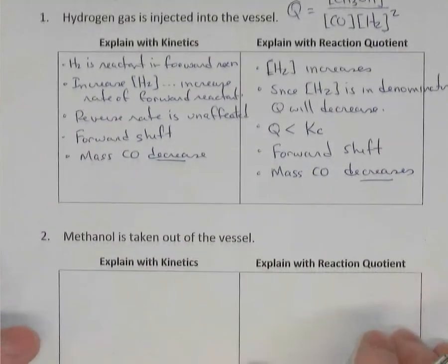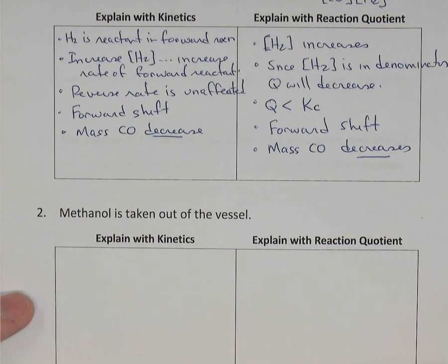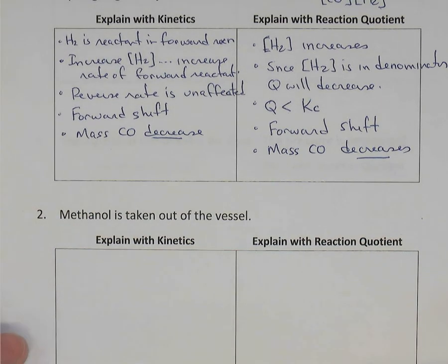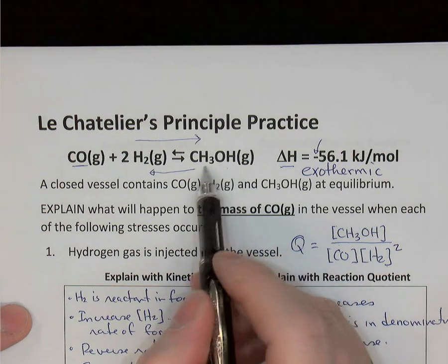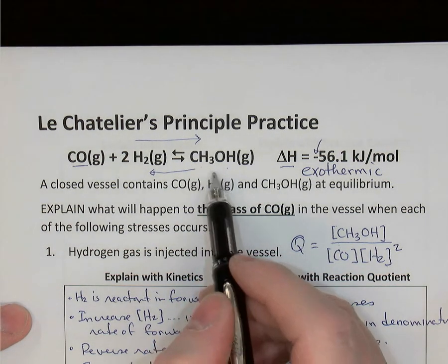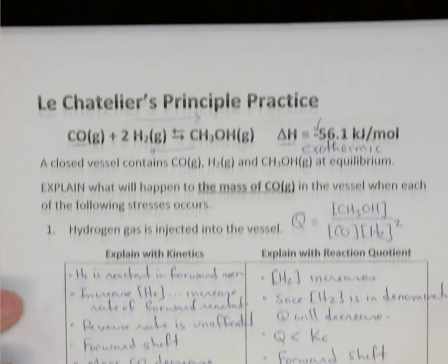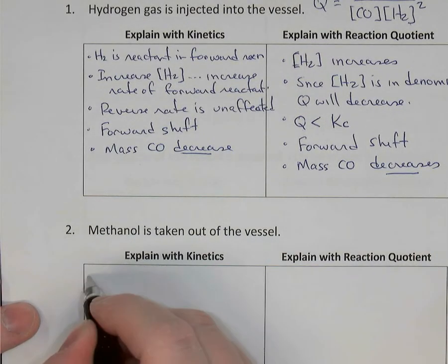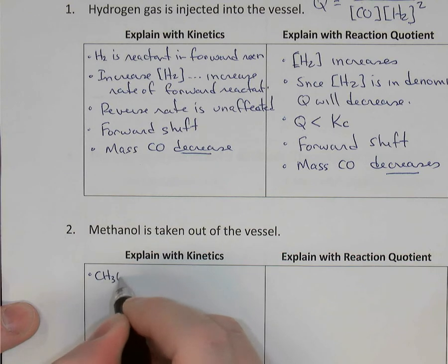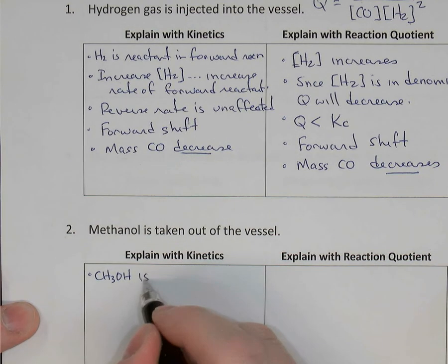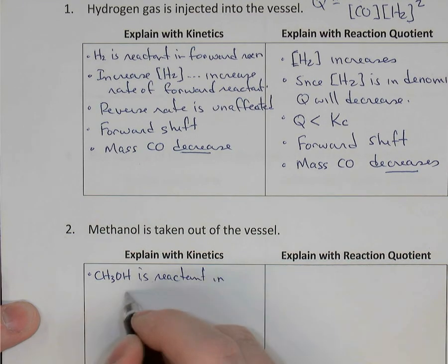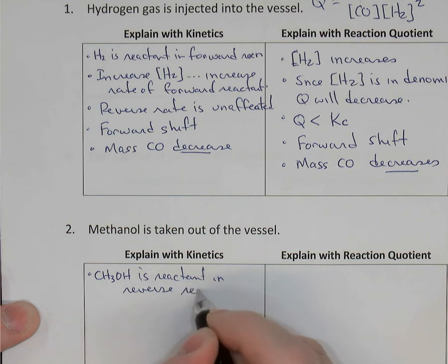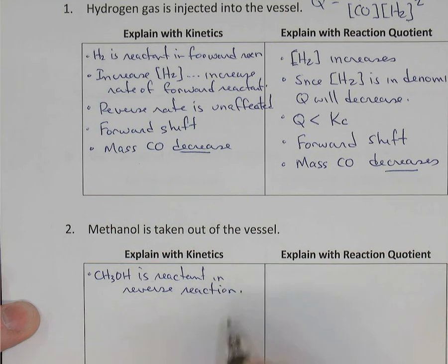All right, so now a second stress, methanol is being taken out of the vessel. So methanol is withdrawn. We look back up at the balanced equation. This is the methanol, CH3OH, and you're removing it. So looking at a kinetics explanation, we notice that the methanol, CH3OH, is a reactant in the reverse reaction. And in the forward reaction it is a product. So in the reverse reaction, it was a reactant.